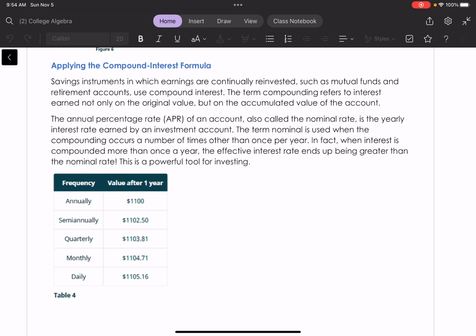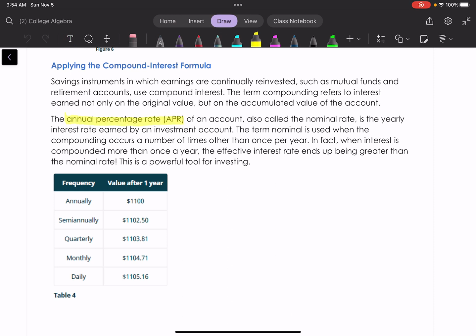Some terms that are important here are going to be the APR, which is the annual percentage rate. We also call that the nominal rate, the yearly interest rate earned on an investment account. We use that term nominal when the compounding occurs more than once in a year, because when that happens, the actual effective interest rate ends up being a little bit greater than the nominal rate. This is something that's really powerful and pretty important to have your head wrapped around.